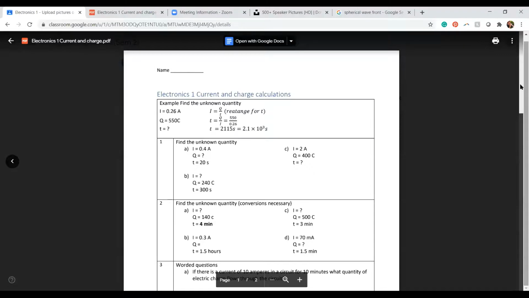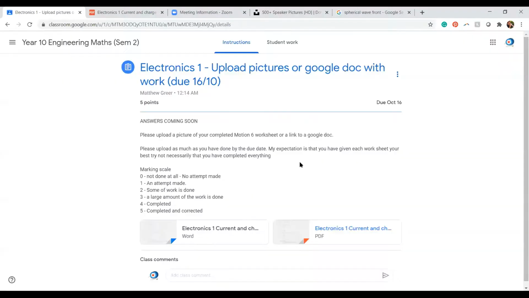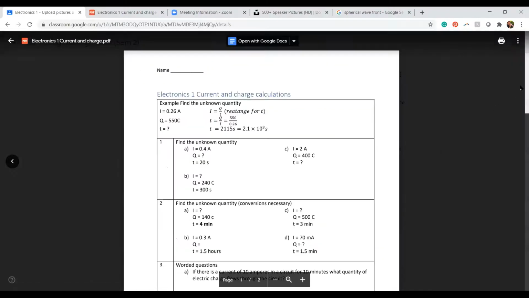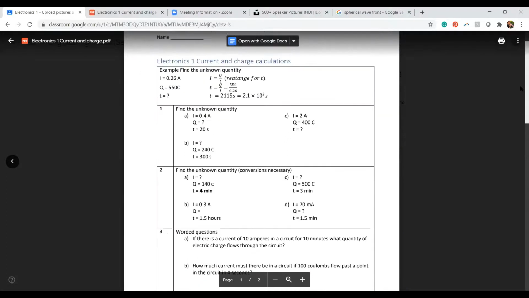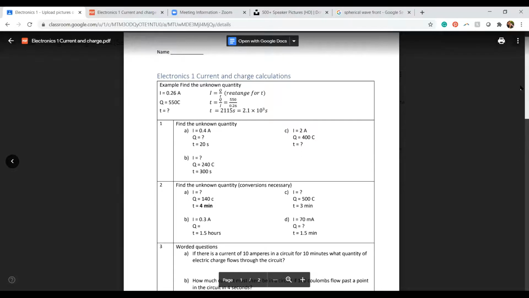It's got one section here which is called current and charge calculations. What they do is we've got a bunch of questions about just current and charge, and just calculating if you've got this much current and this much charge. There's a bit of an example at the top. Let's have a look at that example actually. Let's explore it.